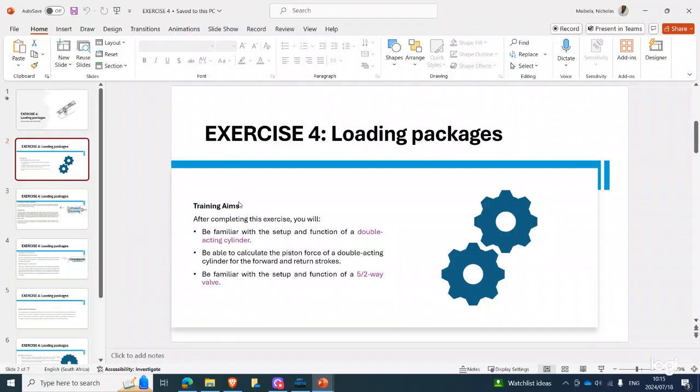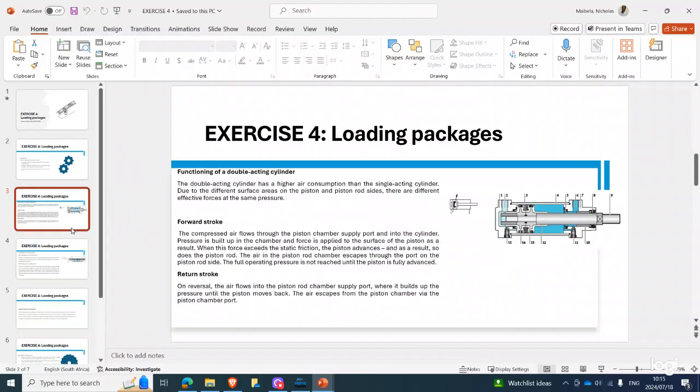In this exercise, after completing it, we should be familiar with the functioning of a double acting cylinder, and we should also be familiar with the setup and functioning of a three-way valve. So this is a double acting cylinder. A double acting cylinder is different from a single acting cylinder in a sense that a double acting cylinder has a supply hole or a supply pipe and an exhaust pipe. The supply pipe is located at the back side, so at the end side.